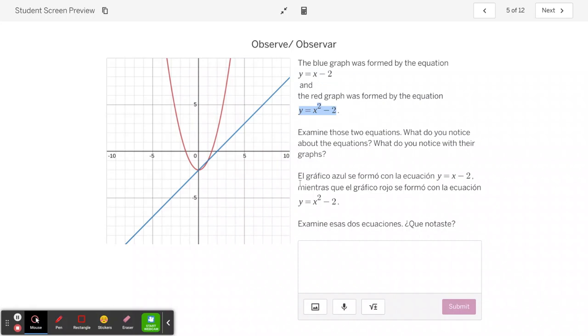The red graph is formed by this equation, and what do you notice is different between this equation and the blue one? They're almost identical with the exception of this piece right here, this x to the second power, or x squared. This exponent of 2 is what makes this line bend up like that. So both equations have a -2. However, the red equation has an exponent of 2 on the x.